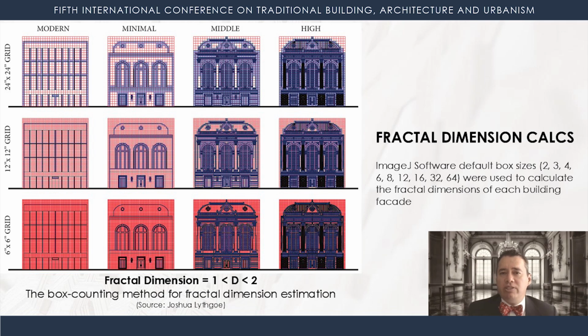Now, fractal dimensions in architecture are often measured using what we call the box counting method, which calculates complexity by counting how many boxes cover a pattern. This method usually gives a numerical value, represented by D, that represents the pattern's complexity. We applied this method using ImageJ software's 9 default box sizes to calculate the fractal dimension of each building facade.